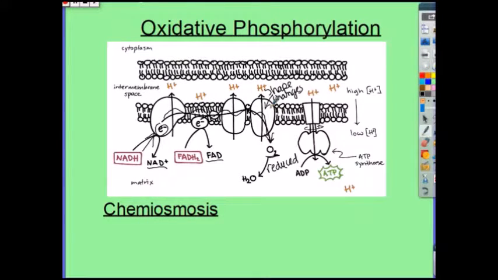The last step is chemiosmosis. Chemiosmosis utilizes the proton gradient that was created earlier and allows for H plus ions to go through the protein ATP synthase, moving down the electrochemical gradient, going from high to low. The H plus ions drive ADP in the matrix to combine with phosphate to create ATP.